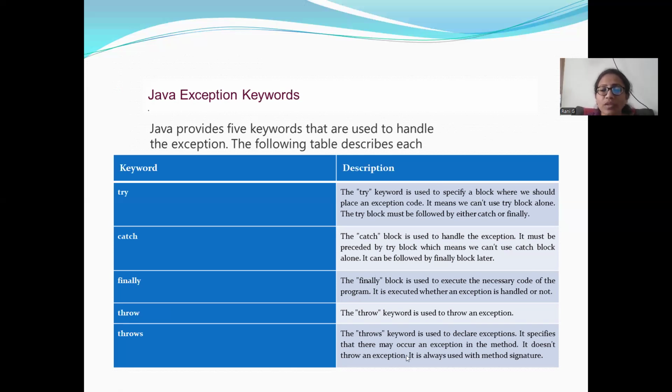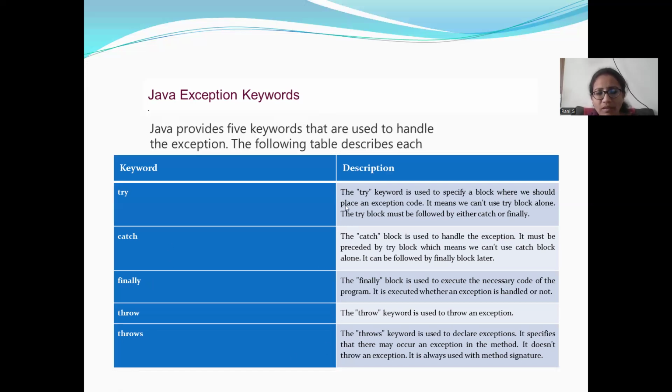And next is the throws keyword. The throws keyword is used to declare an exception. We declare the exception in the method signature. It specifies that an exception may occur in the method. It does not throw an exception. It will always be used with the method signature. So we'll be seeing more later about throw, throws and the finally keyword.